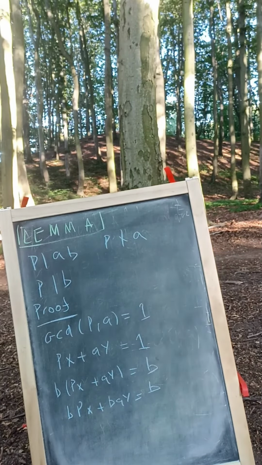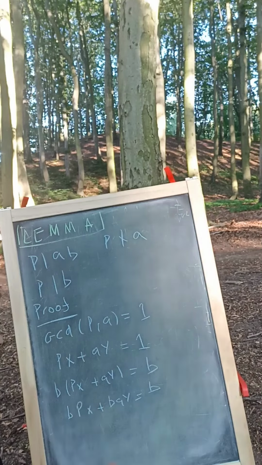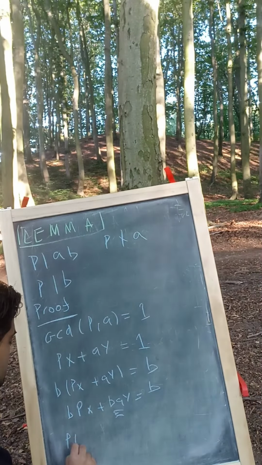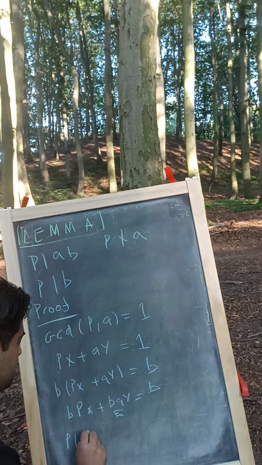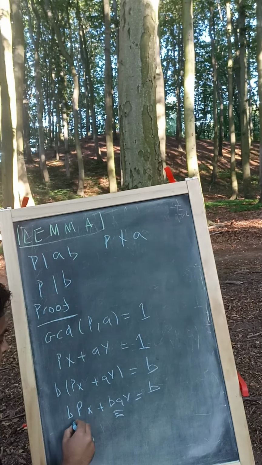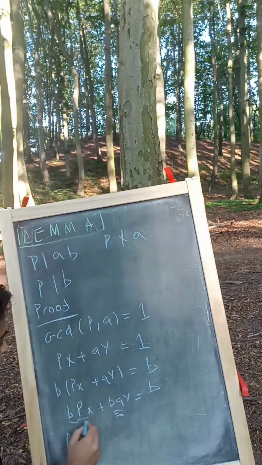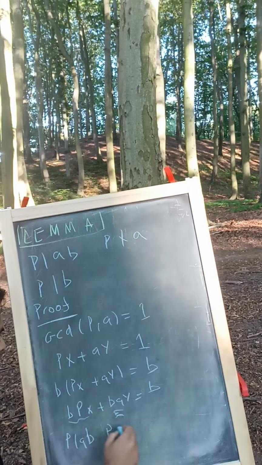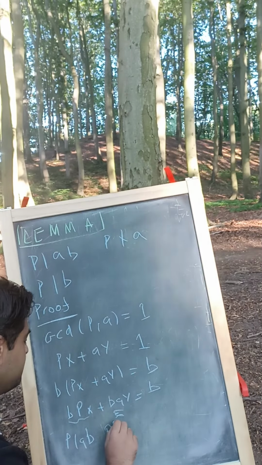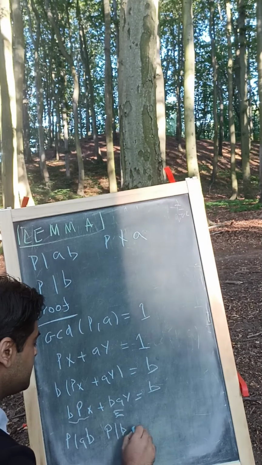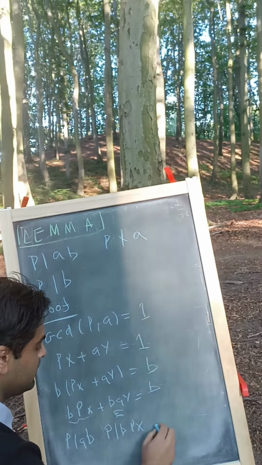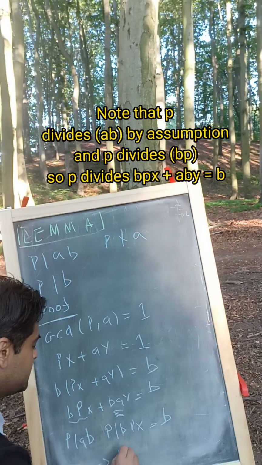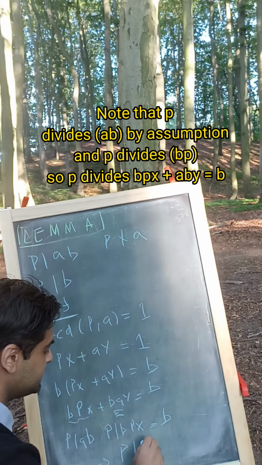And we have that P divides AB, and we have that P divides this expression over here, because we can just factor P out from here. So we have P divides Bpx plus Bay, which is in fact equal to B. So from there we can conclude that P divides B.